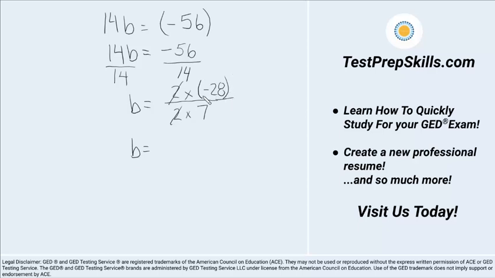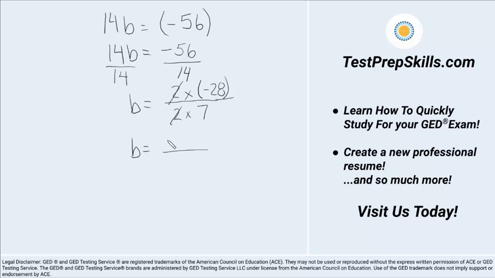Now we can drop these brackets, okay? Because there's nothing in front of it. There's no negative, there's no positive, right? There's just that 1. So we're left with negative 28 over 7. Now wait a sec. Can we cancel this further? If we can cancel this further, it would mean that negative 28 would have to have a factor of 7 in it. And it does, okay? So what times 7 equals negative 28?